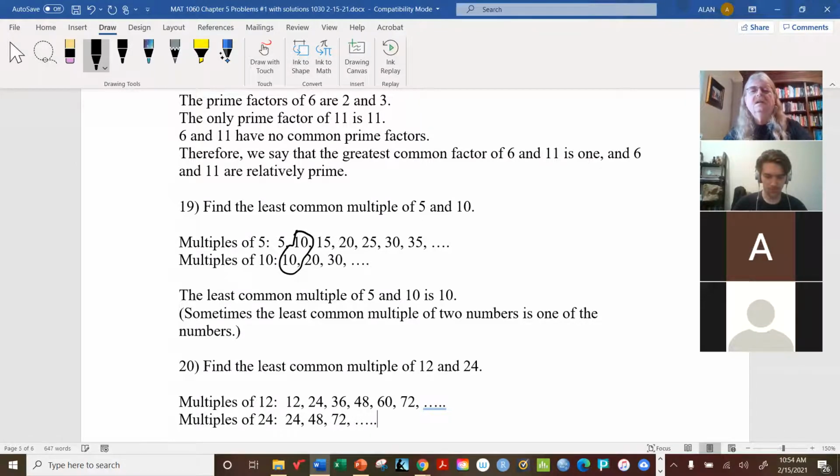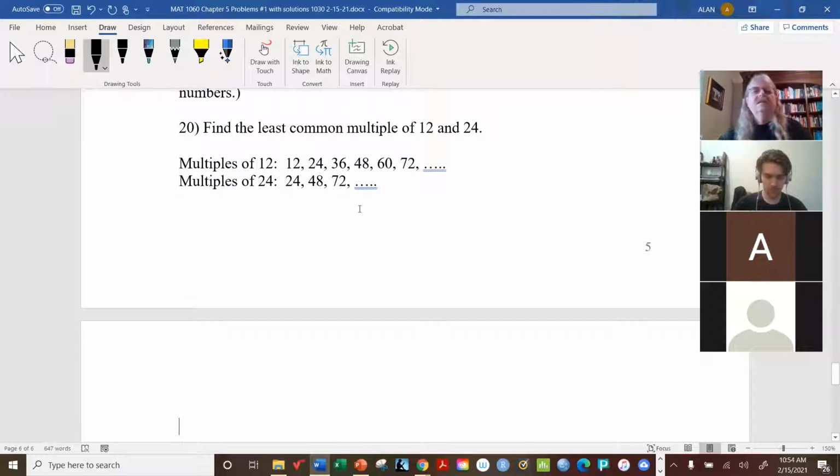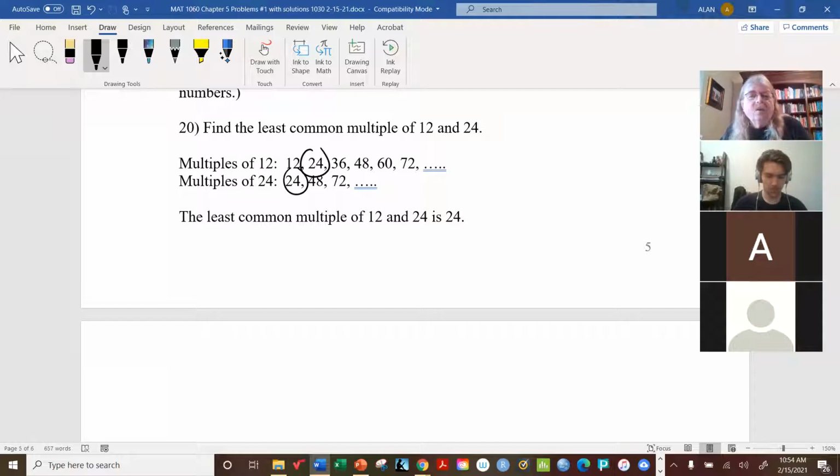Why? Look what I found. Well, guess what? We found it. The least common multiple of 12 and 24 is 24. And once again, you see that principle. Sometimes it is simply one of the two numbers. And that happened again here.